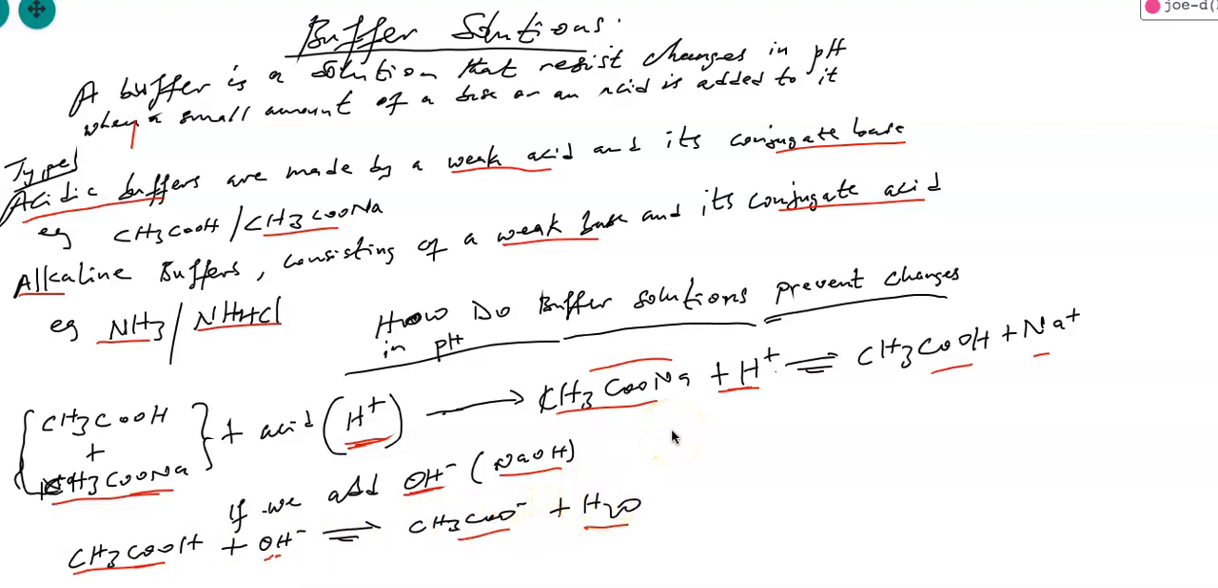So we have two systems, one that mops up any additional H+ that comes in, and the other that mops up every OH ion that comes in. And in doing that, we manage to maintain the pH at a constant range.